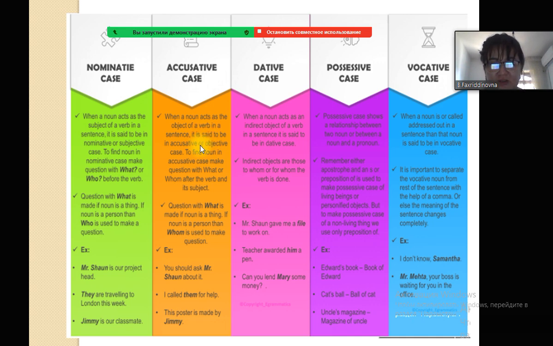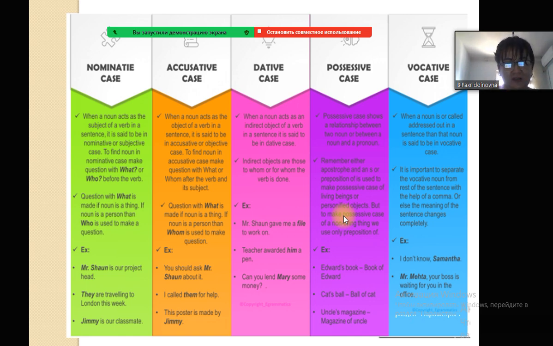And accusative case. When a noun acts as the object of a verb in the sentence, it is said to be in the accusative or objective case. To find a noun in the objective case, make a question with what or whom after the verb and its subject. Question with what is made if the noun is a thing. If a noun is a person, then whom is used to make the question.